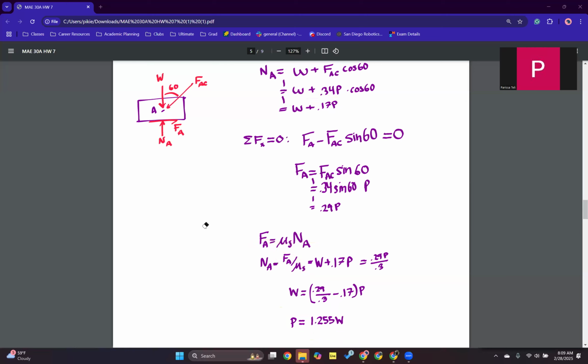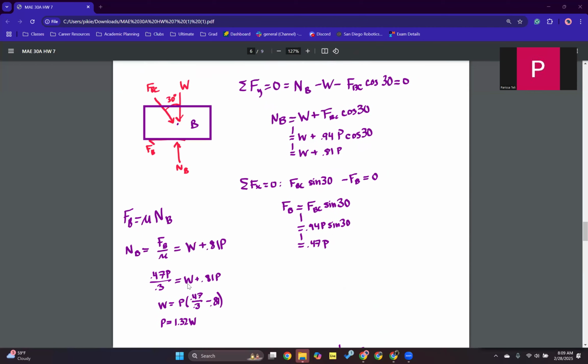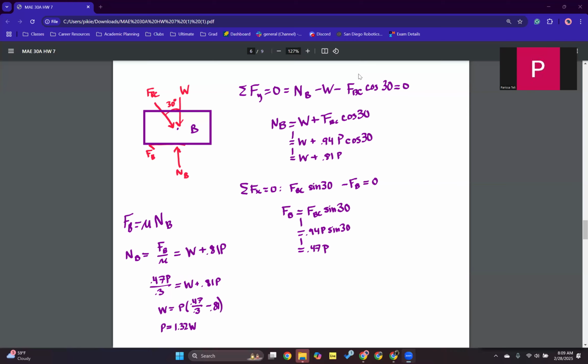We cannot stop here because we also have to check how P affects block B. So we'll do a similar process for that. I would stop the video here and try that and set that up and determine what your P equals, and then I'll go over that. Okay, so hopefully you had a sec to do that. It's a similar process as the process for block A, and when you go through that same process, you'll find that P equals 1.32 W.